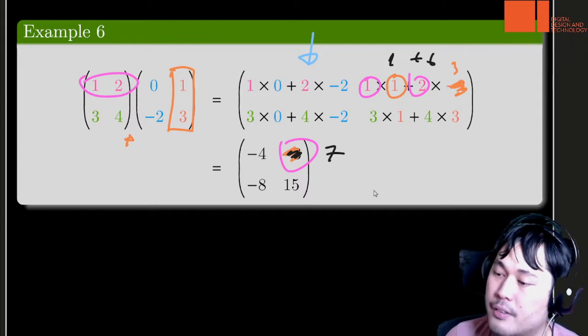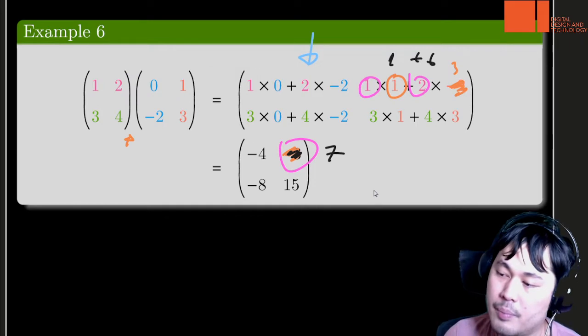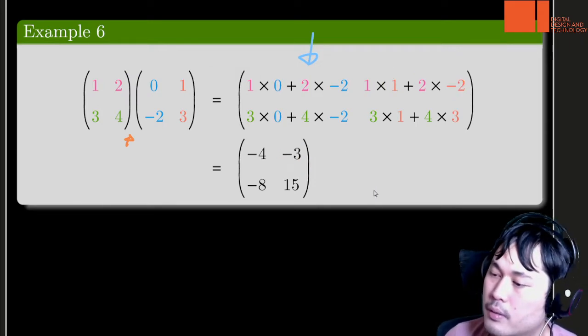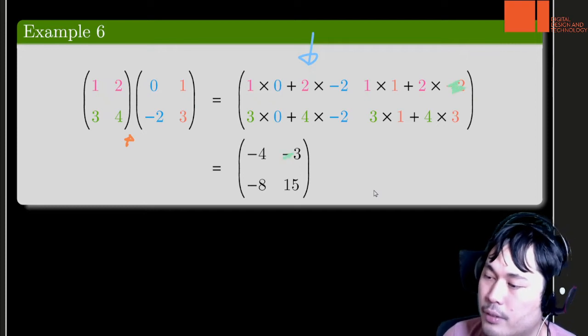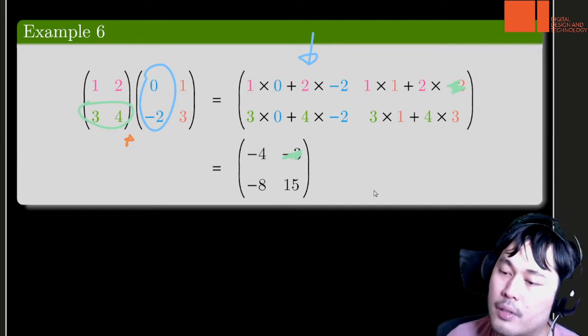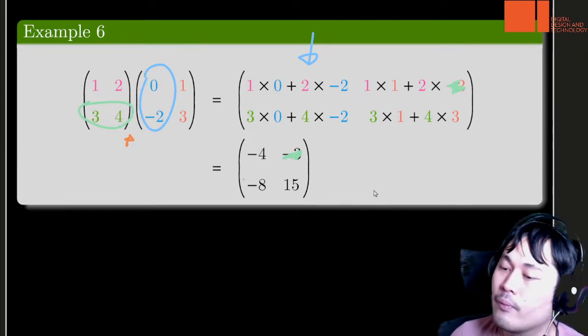And that's the top right entry. And just repeat that for the rest of the matrix. Oh yeah, there are 2 typos here. It's second row to the first column. So you get 3 times 0 and 4 times minus 2. The result is 8.